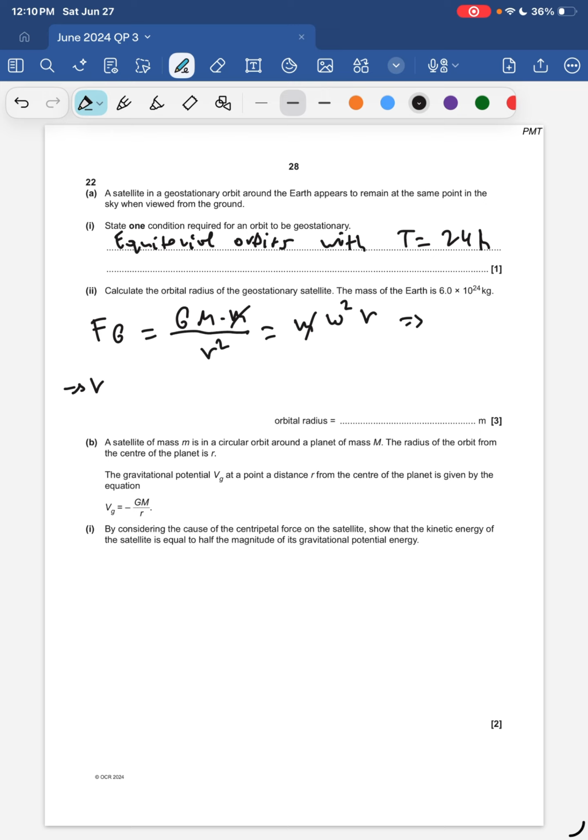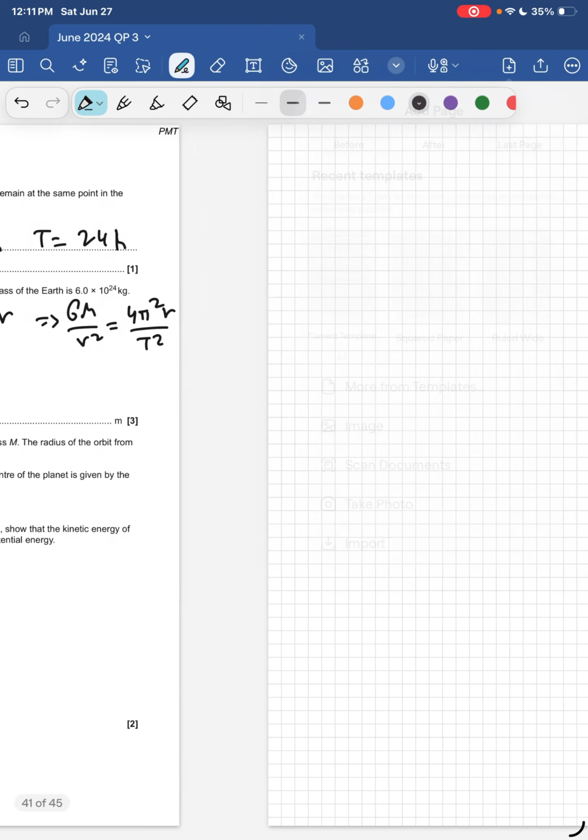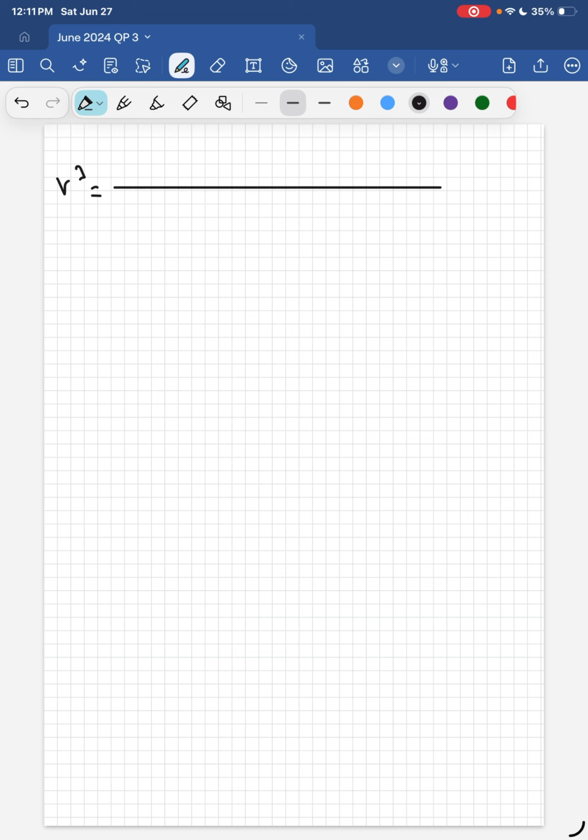Okay, so r cubed becomes equal to G. Wait, I skipped a step. So GM over r squared is 4 pi squared r over T squared. So r cubed is equal to G times M times T squared over 4 pi squared, and then I'm going to go to the back and perform the calculation. So r cubed is 6.67 times 10 to the negative 11 times 6 times 10 to the 24 times 24 hours times 60 minutes times 60 seconds squared over 4 pi squared.